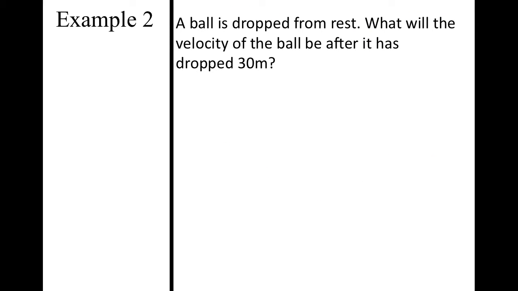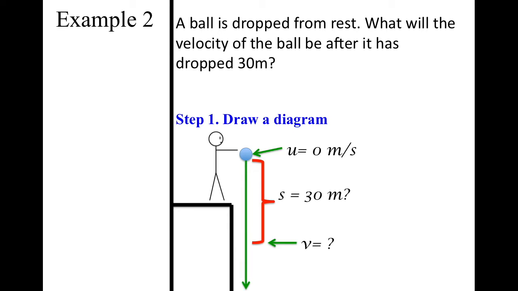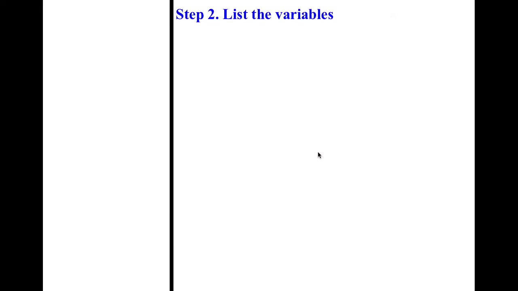Example 2, a ball is dropped from rest. What will the velocity of the ball be after it has dropped 30 meters? Draw a picture, a diagram for step 1. Here is my person with their object. And here is what we know. We were only given 30 meters for the distance. We don't know the v, which is what we want to find, but we can tell that because it is at rest that the initial velocity was 0 meters per second. So let's go ahead and go to step 2.